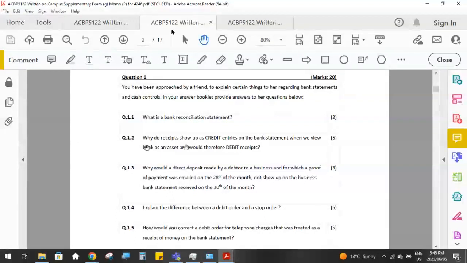Then why do receipts show up as credit entries on our bank statement? So remember, the bank statement is what we get from our bank. They post it to us at the end of the month or email it to us. So when we've received cash, why is it in the credit column on the bank statement, when in our books, our bank account and the bank column in our cash book receipts is a debit? So this is for 5 marks. So you have to give a really clear, concise, but complete explanation for 5 marks.